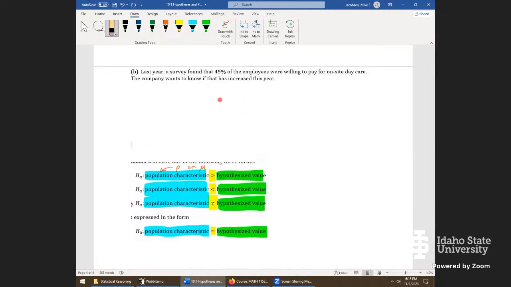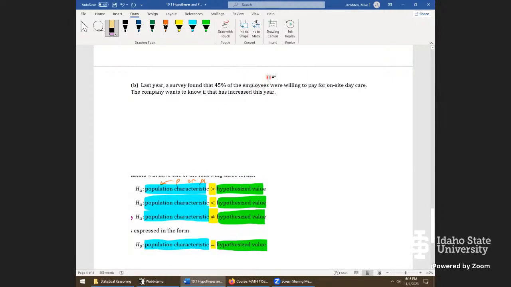It says in part B, last year, a survey found that 45% of the employees were willing to pay for on-site daycare. The company wants to know if that has increased this year. So this one feels kind of similar in a certain sense, right? They gave us a percentage. The moment you find that percentage, I would write down this symbol: P0 equals 0.45, written as a decimal. And let's just emphasize, you don't have to say this, but for the notes, I'll put, this is the hypothesized value.